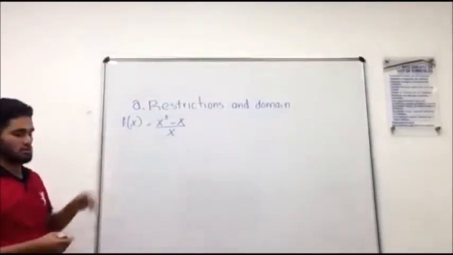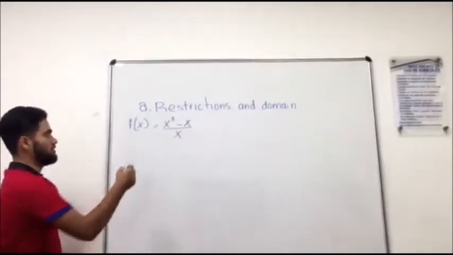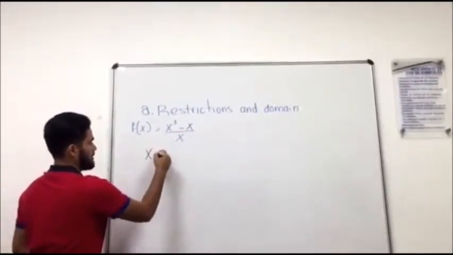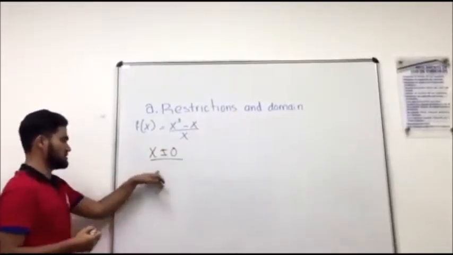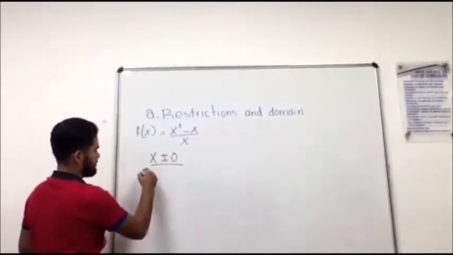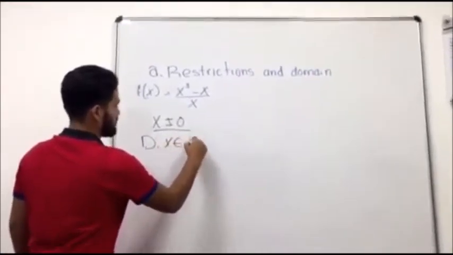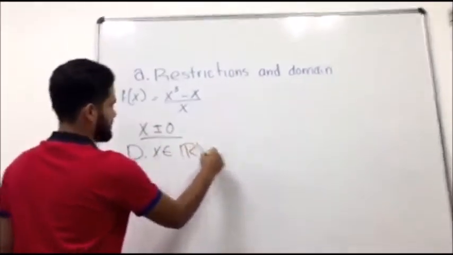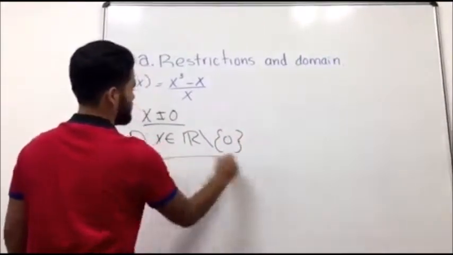So this is the function, and to obtain the restriction on the domain, the only restriction that we have is that x cannot be equal to 0, and with this restriction we can obtain the domain. The domain is that x belongs to all the real numbers except the restriction that is 0, and this is the domain.